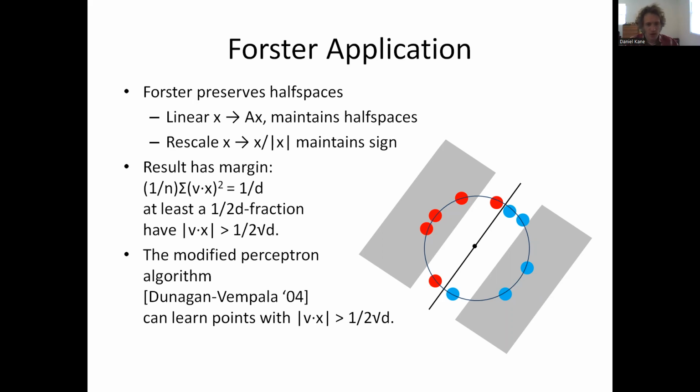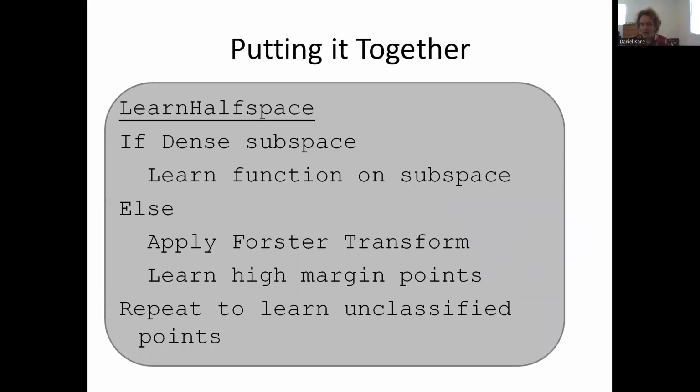Okay, so given that, we basically have our algorithm. You try and compute a Forster transform. If there's a dense subspace, you look at just the points on that subspace, and you recursively do your half space learning in this lower dimensional subspace to learn just those points. Otherwise, you apply an approximate Forster transform. You use this Diakonikolas-Van Paula algorithm to learn the high margin points. In either case, we'll have found a learner that's very good on some reasonable fraction of the points, but on most of the points, it doesn't know.